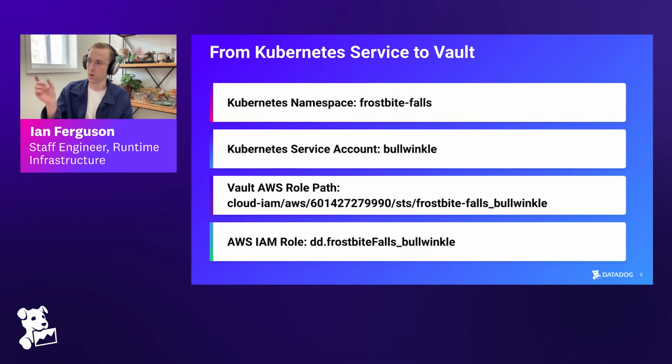And then Frostbite Falls, Bullwinkle. And then under the hood, we're going to map that to an AWS IAM role that is dd.frostbitefalls_Bullwinkle. It's sort of arbitrary how we map it. We could be mapping each namespace and service account to an IAM role that's just a randomly generated string. We found it was really valuable to be able to see human-friendly identifiers in CloudTrail logs and things.